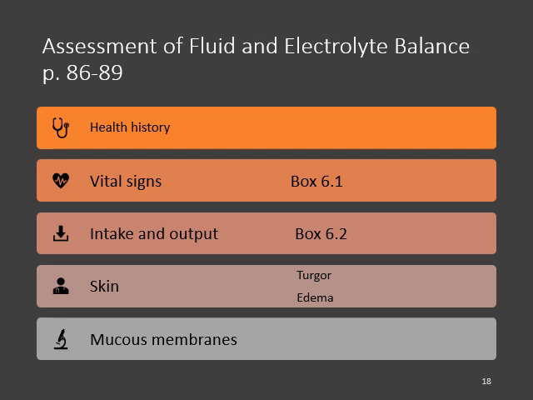Now, I mentioned here, let's go to box 6.1, which is over on the next page, page 88, and it talks about vital sign changes with fluid and electrolyte imbalances. So their pulse, is it an increased rate with fluid volume deficit, sodium deficit or magnesium deficit? Is it decreased? Is it weak or strong, bounding? These are descriptive words to use for pulses.